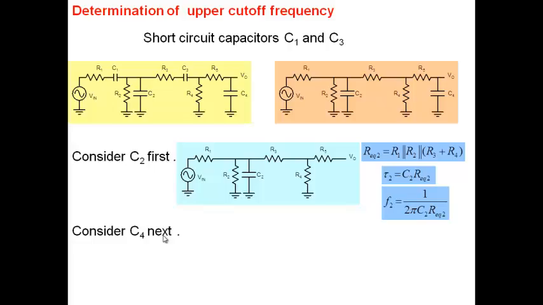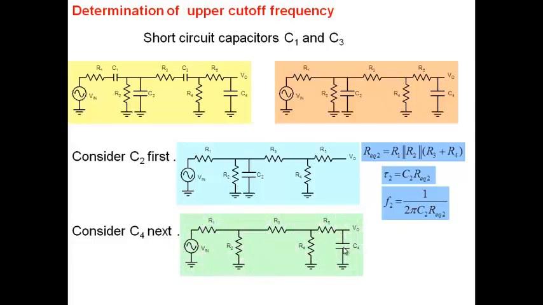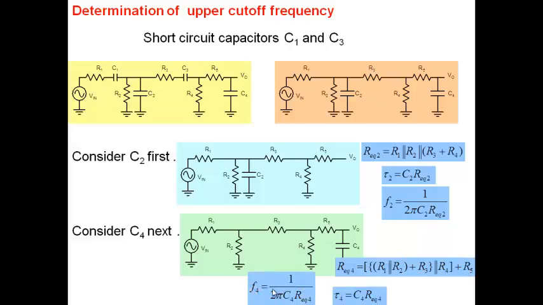Consider C4 next. Then this one is open circuit. Calculate again all the R equivalent. Calculate the time constant. Calculate the frequency. So we have two frequencies. Let's plug in the numbers. 0.4 nanosecond. It gives us 0.39 gigahertz.